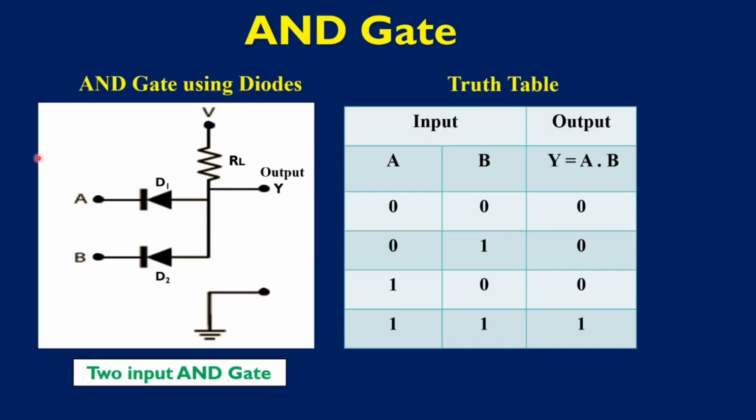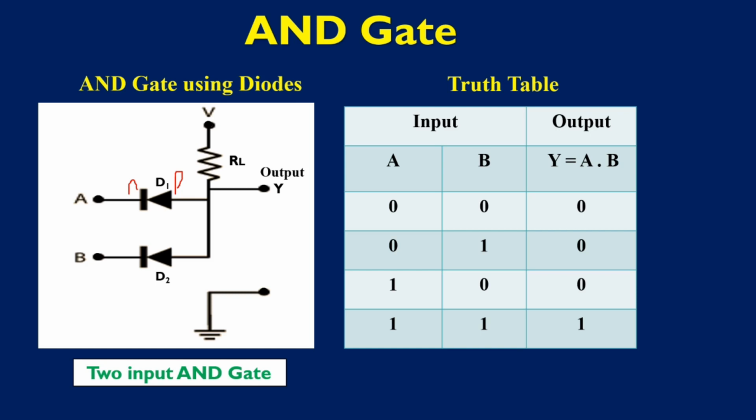The figure shows the electrical circuit of a 2-input AND gate constructed using diodes. Now let us verify the truth table of the AND gate using this electrical circuit. Here A and B are 2 inputs and D1, D2 are the two diodes. This is the N terminal of the diode, this is the P terminal of the diode. The diode will conduct if it is forward biased and will not conduct if it is reverse biased.